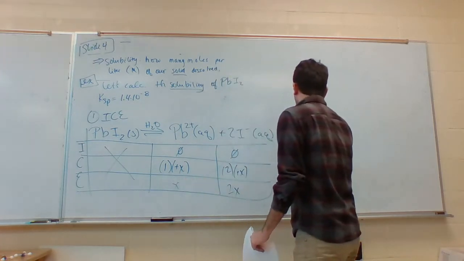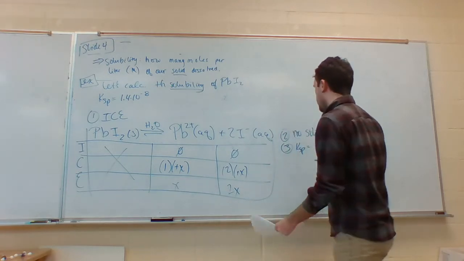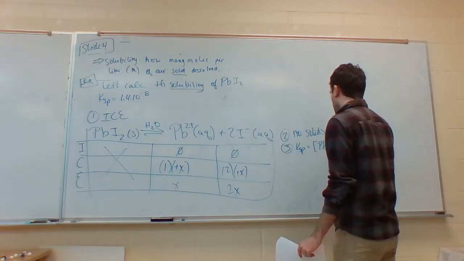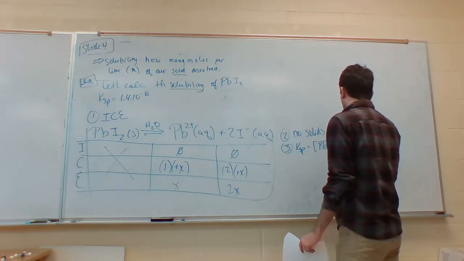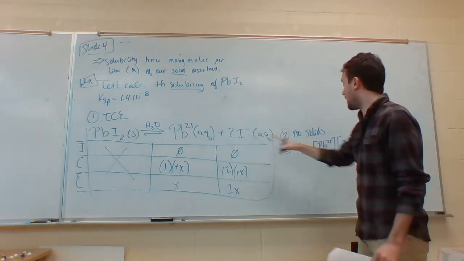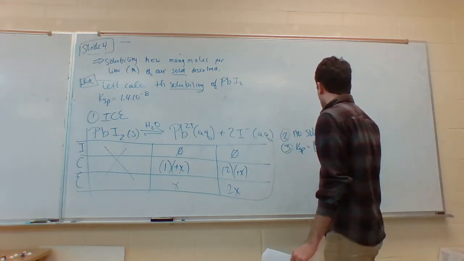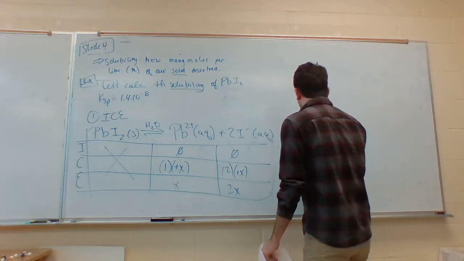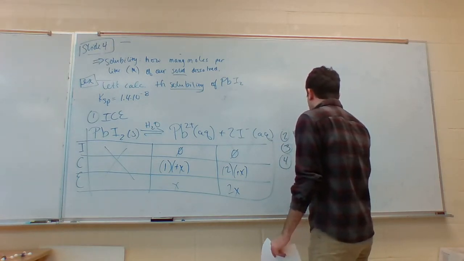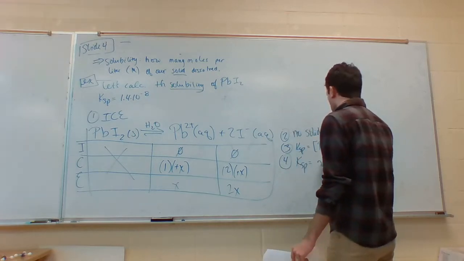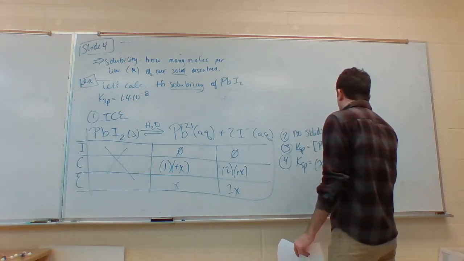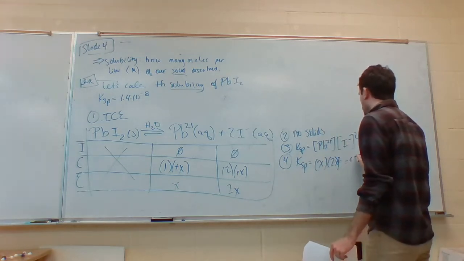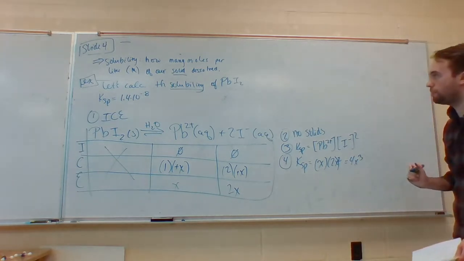Step 3 is our Ksp. We're going to write that symbolically, so that would be Pb2+ times our I minus squared. Let's not forget that we still have to square that. And I've left off my solid. Step 4, write it with our x's. So that's going to be x times 2x quantity squared, which is 4x cubed, like we saw last time.